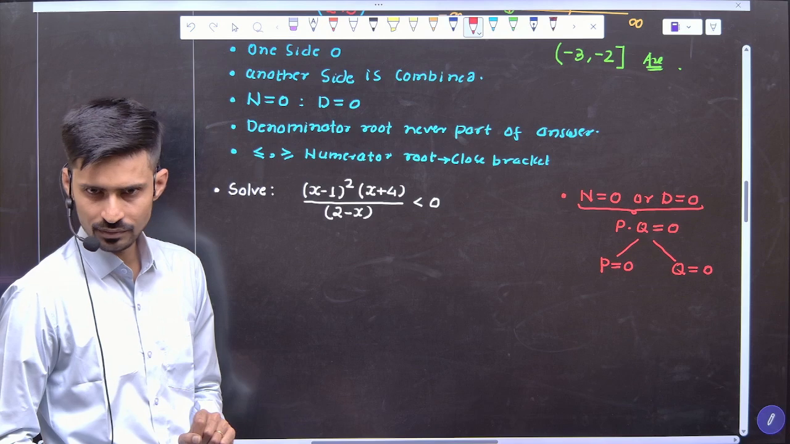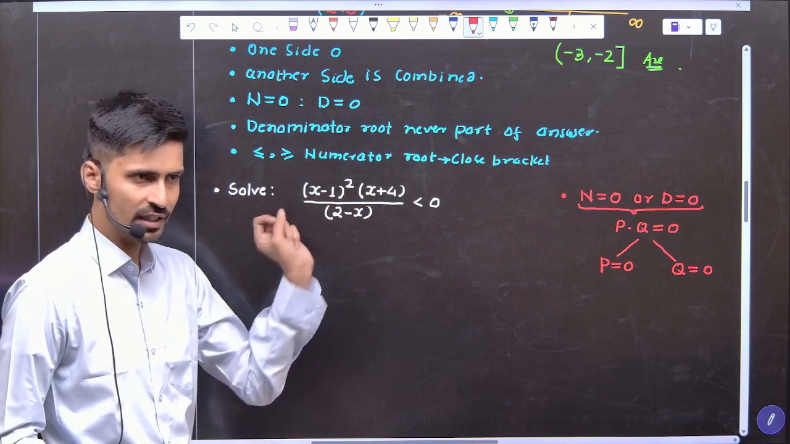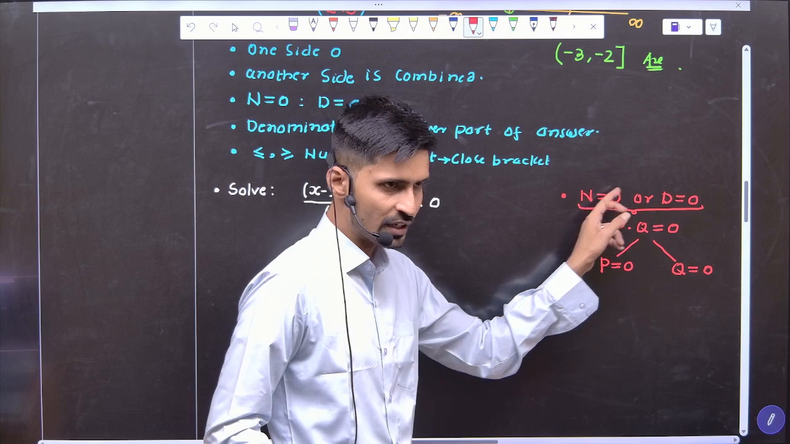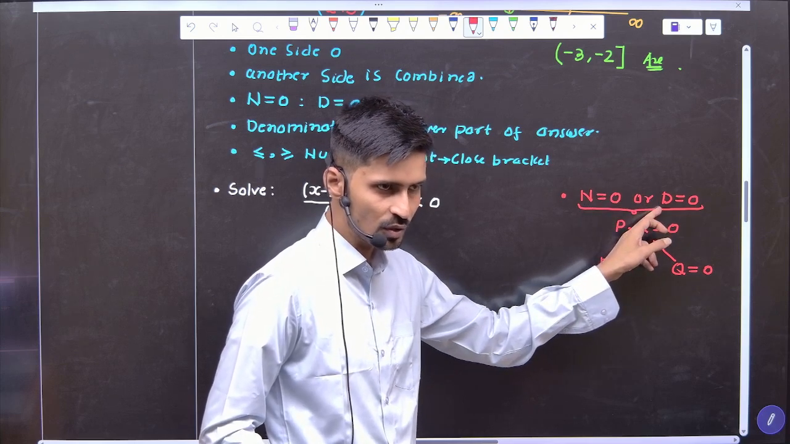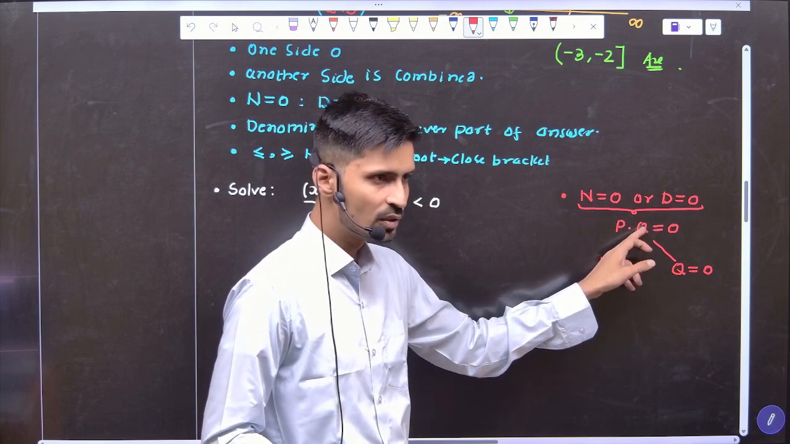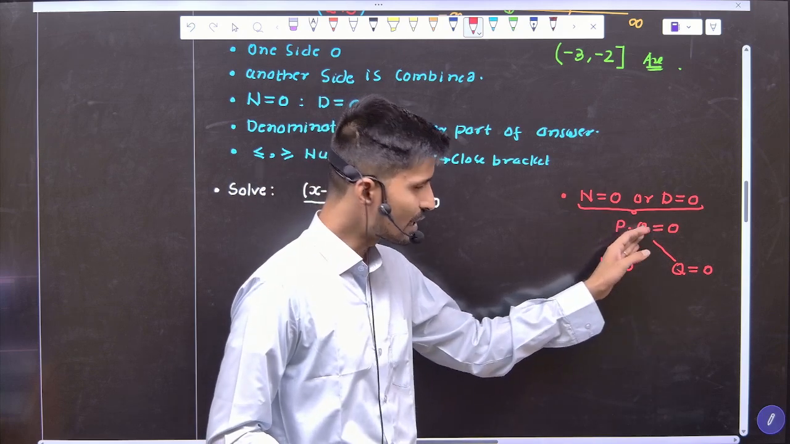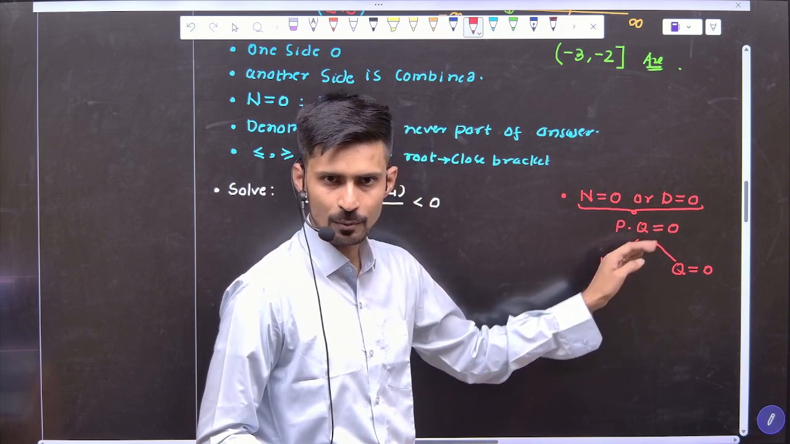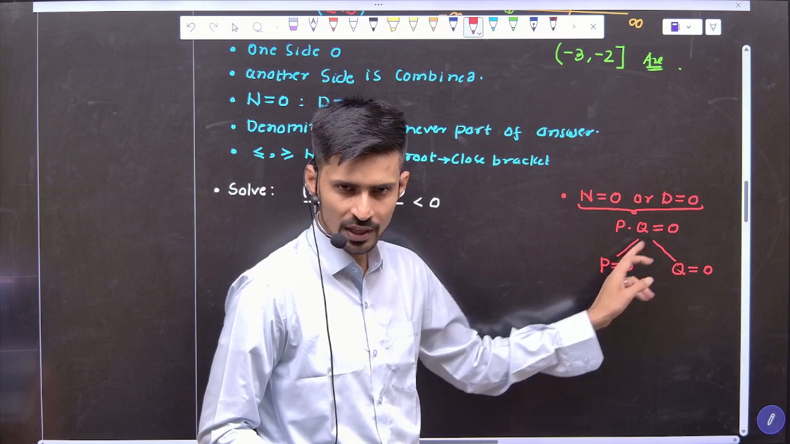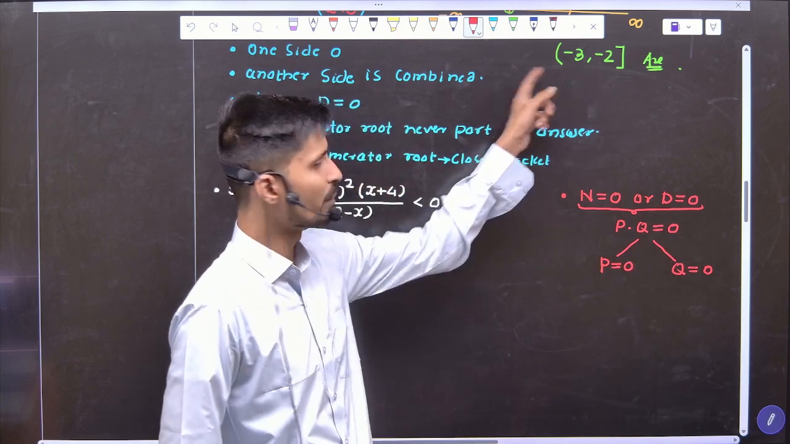Okay? Numerator has 2 things, denominator has 1 thing. So this is what I said: while solving numerator equals 0, denominator equals 0, the possibility is you will get 2 terms multiplying that form 0. Whenever 2 terms are multiplying and that is making 0, you have to solve the first part equals to 0, and the second part equals to 0. Answers you will get from both, and both you will put on the number line.